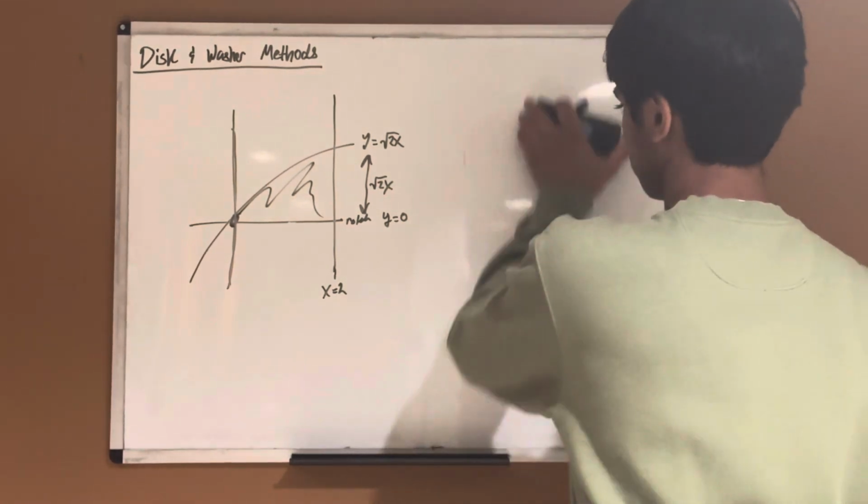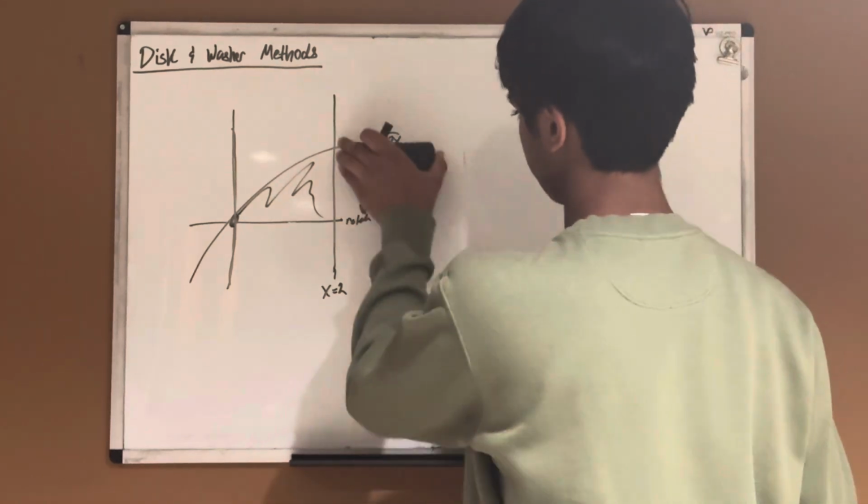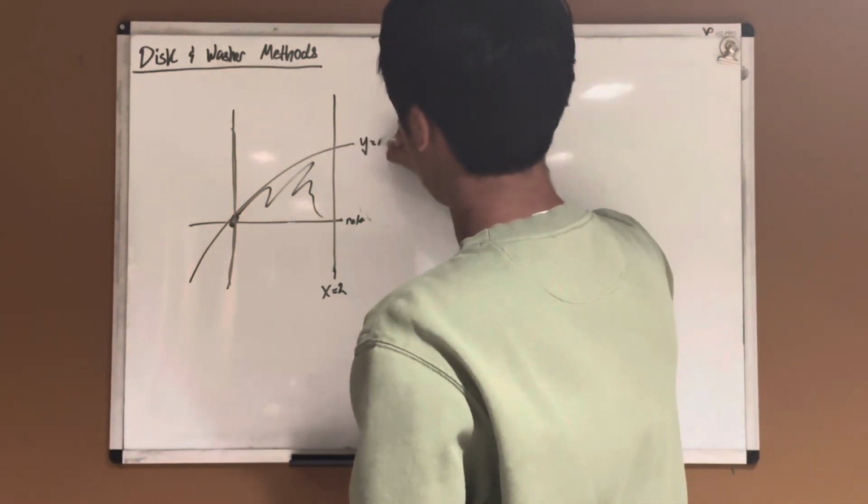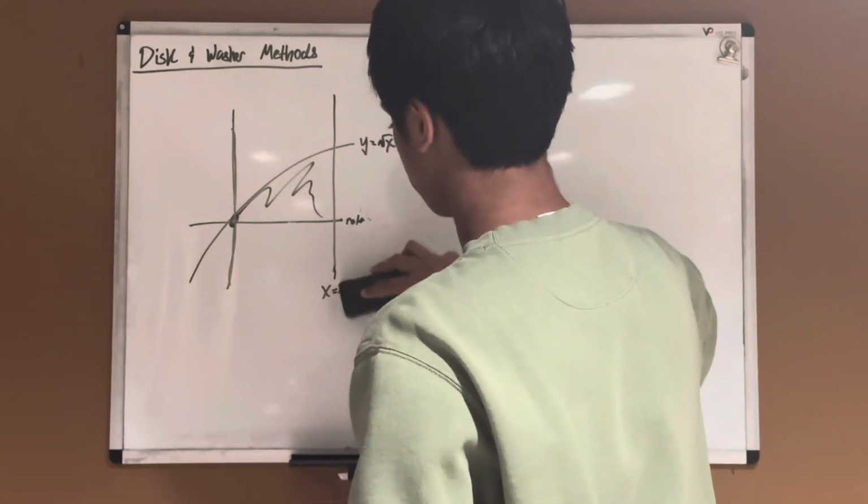Let's say now that we had another function, and just for variety, let's call it square root of x. And let's call this point x equals 3.